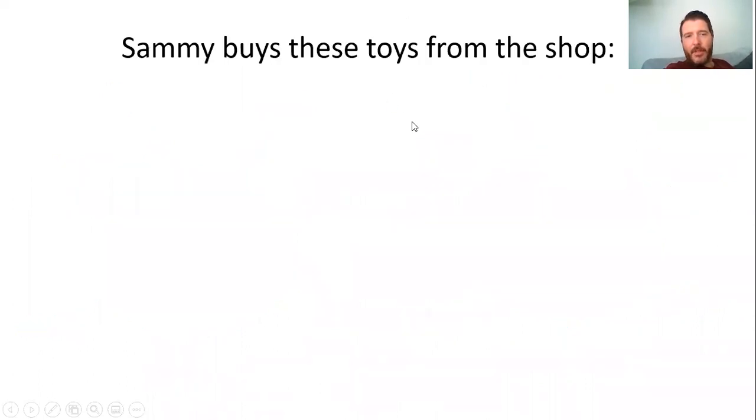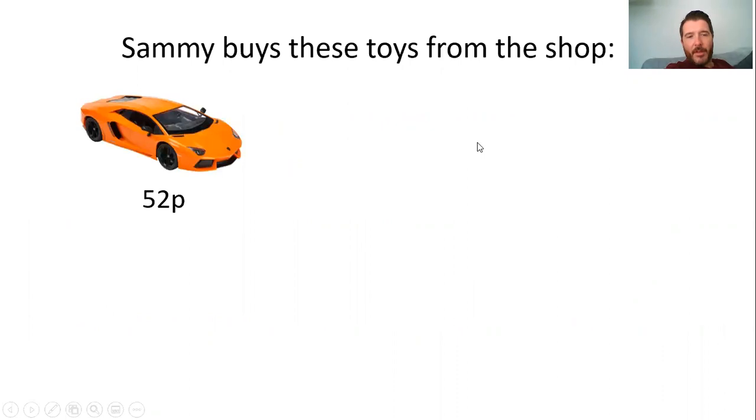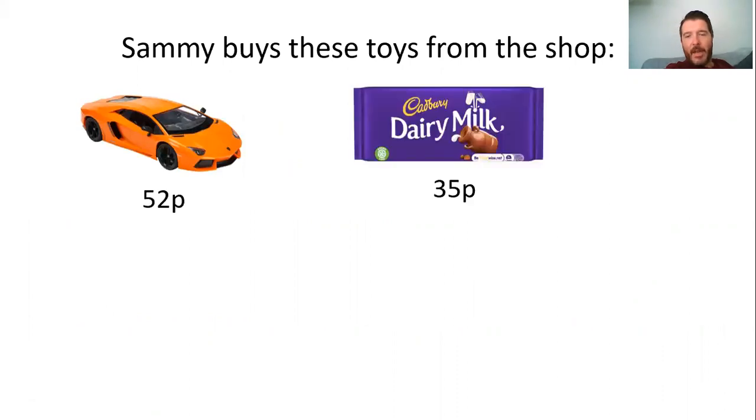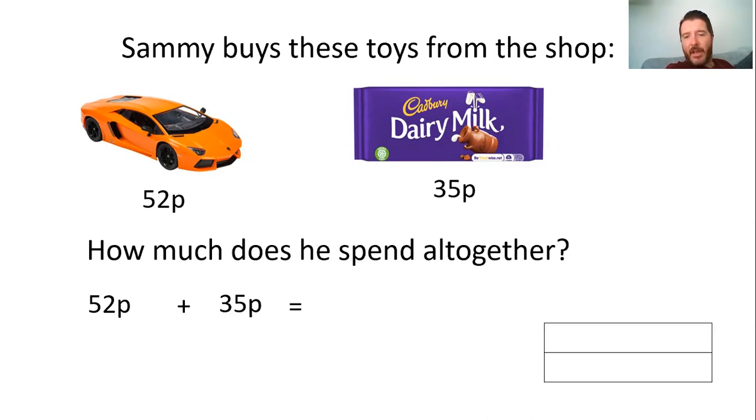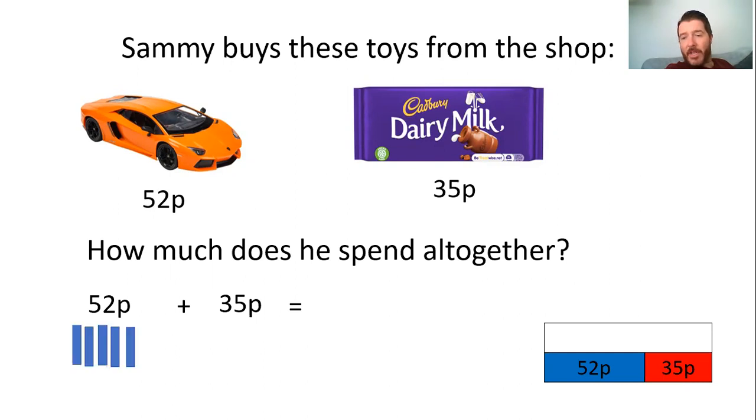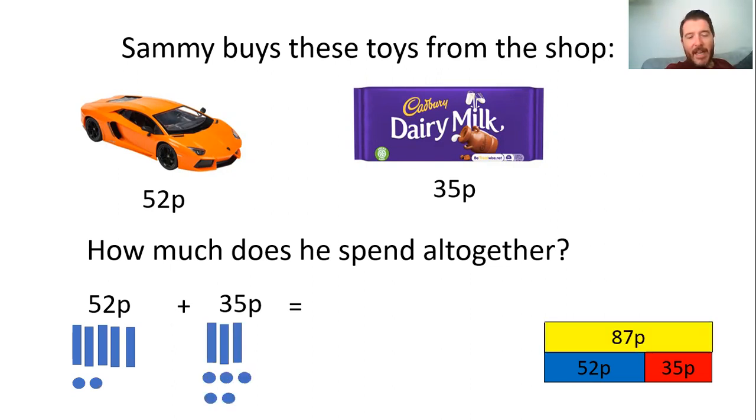So we're going to look at some problems. Here's the first one. Sammy buys these toys from the shop. Car for 52p and a chocolate bar for 35p. How much does he spend altogether? So it's simple addition, isn't it? 52 and 35. And we can use a bar model to help us to show this. You don't have to, but if it helps, you can use it. 52, 35, add your 10s together, which is 80, add your 1s together, 7, we've got 87p.